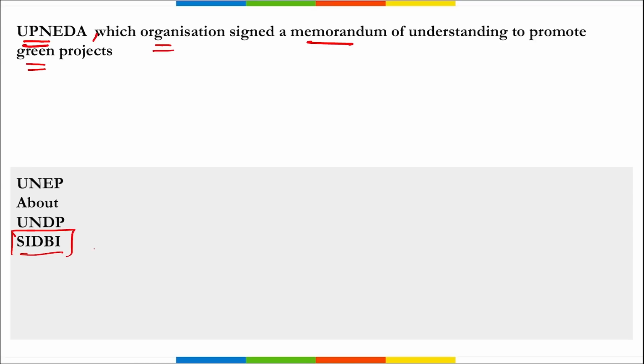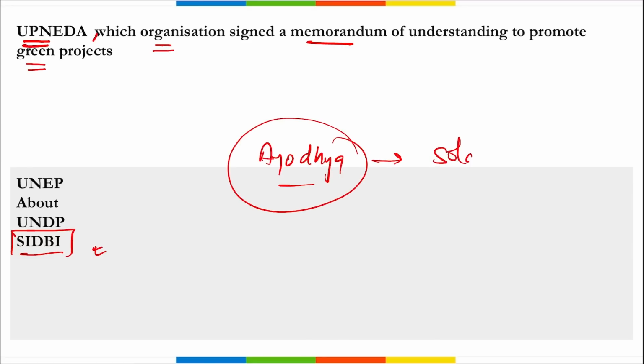UPNEDA, that is your Uttar Pradesh New and Renewable Energy Development Agency, tied up with SIDBI in order to promote financing in renewable energy projects, right? Then remember, it should be noted that the state government of UP has nominated Ayodhya to be developed as a solar city. This is an important term. Ayodhya will be developed as a solar city.